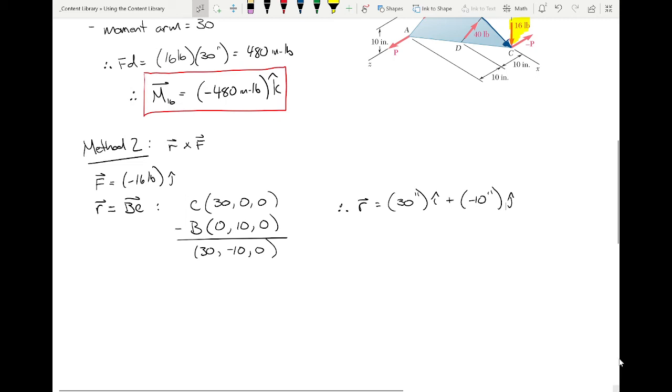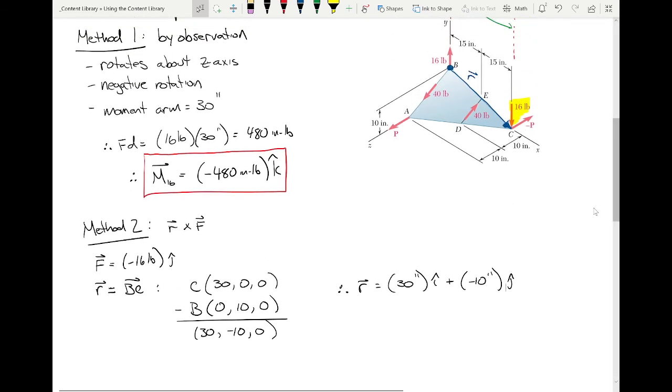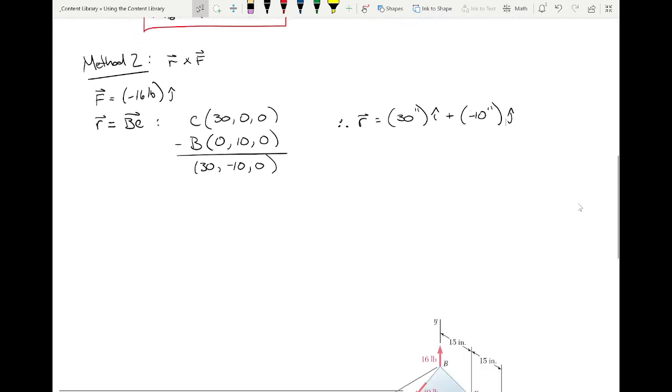Okay? Now, let me scroll up a little bit so that you can see. Would you agree that that is a fair definition of R, right? We go along the positive x-axis, go down the y, and we don't change along the z. Is that fair? Okay. So method one was to look at it. Method two is to do R cross F. Let's do R cross F. So let's see what we get.